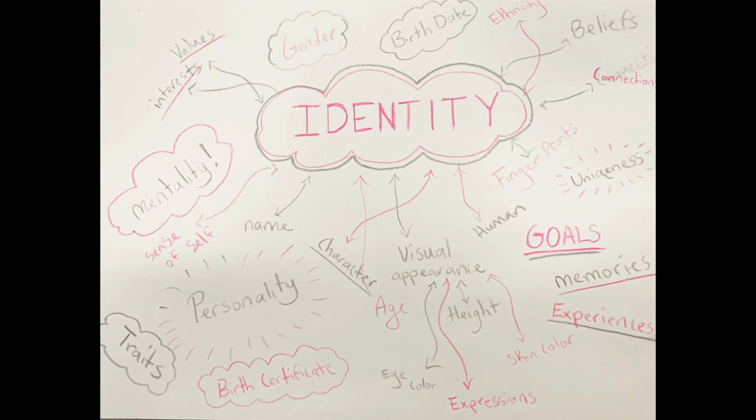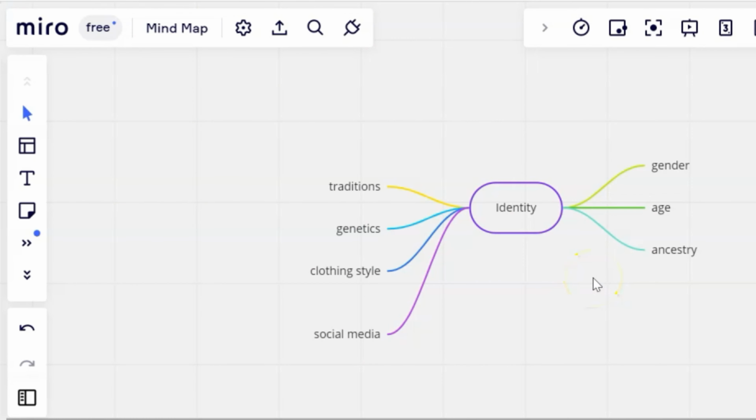In class, one of my students was stuck on his mind map. He'd already completed it, but was having trouble using it to generate ideas for an artwork. We had a conversation about what he thought makes up a person's identity. He tossed out some fairly standard thoughts: gender, age, ancestry. A couple of other students at the table suggested a few more: traditions, genetics, clothing style. After some discussion, he said, "What about social media?" I asked him to explain.